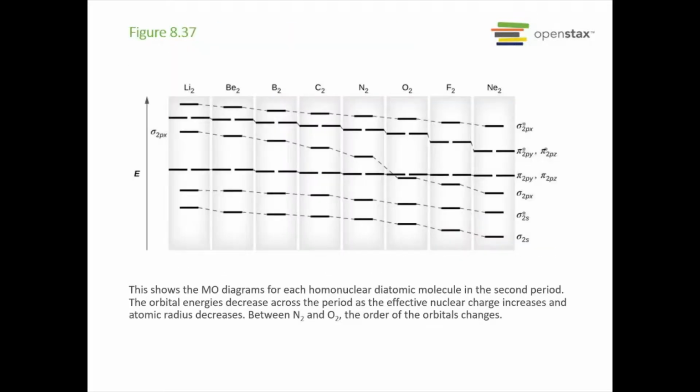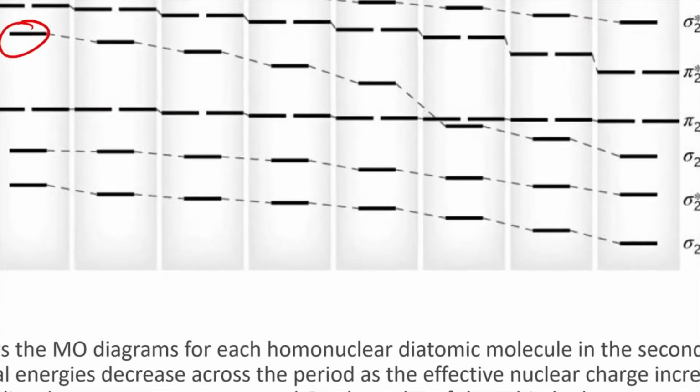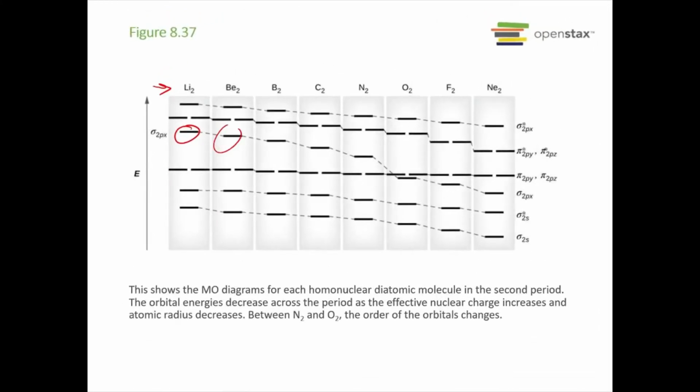So this is the molecular orbital diagram for these diatomic molecules in the second period. So you see them all up on the top. And you can see the sigma 2px orbital, how high in energy it is. For our first 5, it's higher in energy than the pi 2py and 2pz orbitals. But once we hit oxygen, then it goes back to where it should be, being lower in energy. And that's again due to the sp mixing.